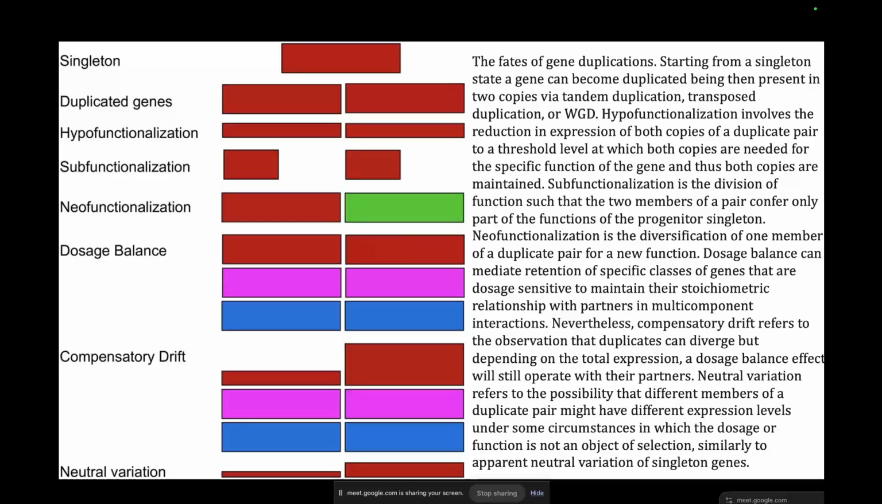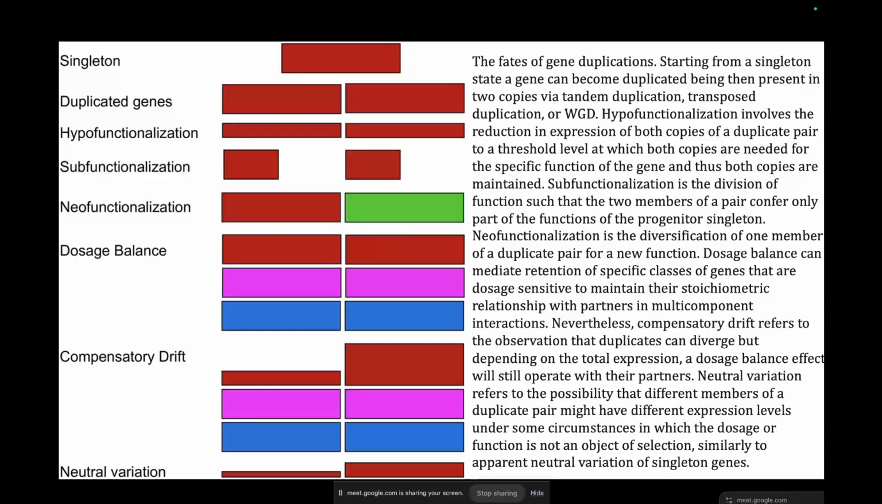Okay. And in compensatory drift, the duplicates can diverge depending on the total expression. A dosage balance effect will still operate with their partners. So what will happen is one will become too high, another will become too low. So if you average it out, it will become the same. So that is compensatory drift.